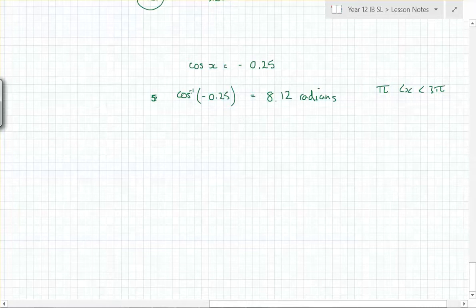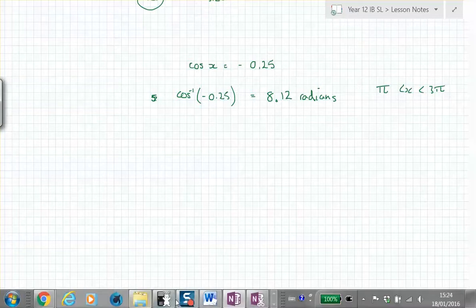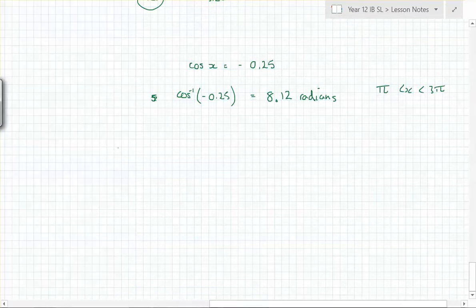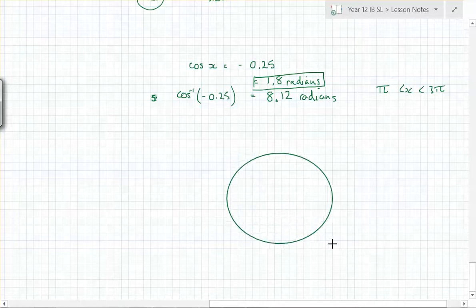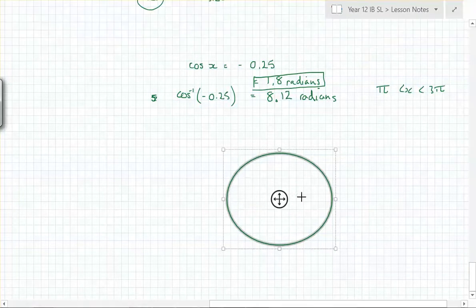So is 8.12 radians the answer, the first answer? No, well, the number before is smaller, but I will push it. Well, what does your calculator actually give you? Is what I want to know. 1.8, radians. That's what your calculator gives you, but that is less than pi. Okay? So what that would be in our circle again, if we use our circle. Alright?